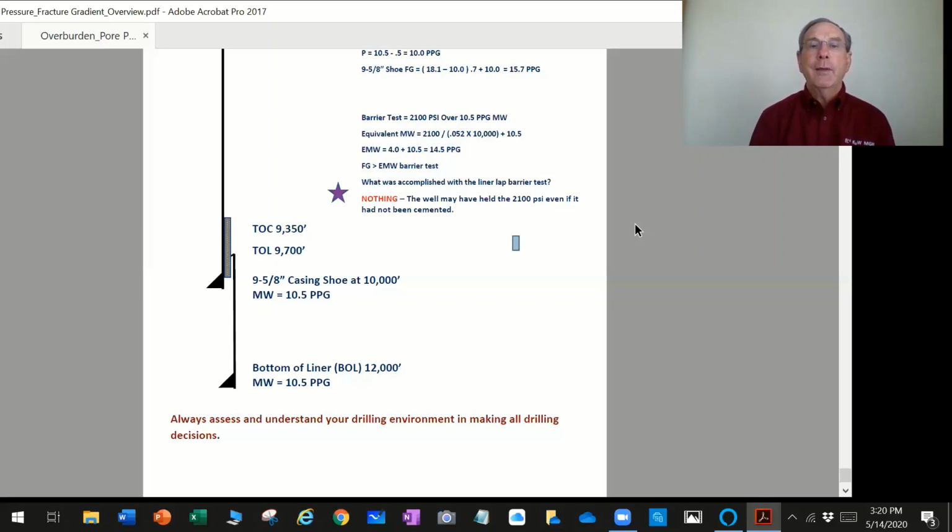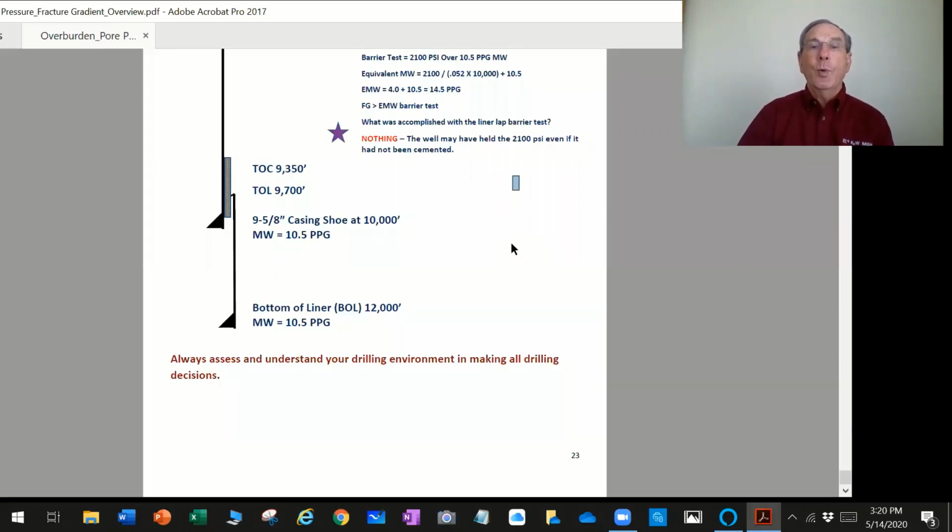So the mistake that was made was not recognizing. Somebody just operates off of a piece of paper that says test to 2,100 pounds, but nobody really analyzes what has occurred or changed. The original procedure was that they were going to drill this well with 13 pound per gallon mud, and if you'd add 4 pounds per gallon equivalent mud weight from the pressure plus 13 pound per gallon mud, this number would have been a 17 pound per gallon equivalent barrier test. But by the fact that they did not weight the mud up, their equivalent test was less than the fracture gradient. So they actually did not accomplish anything doing the barrier test.